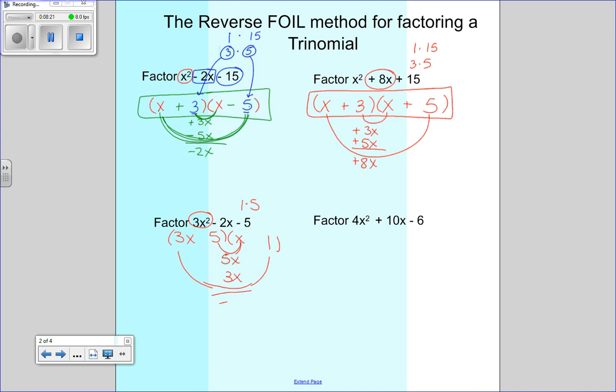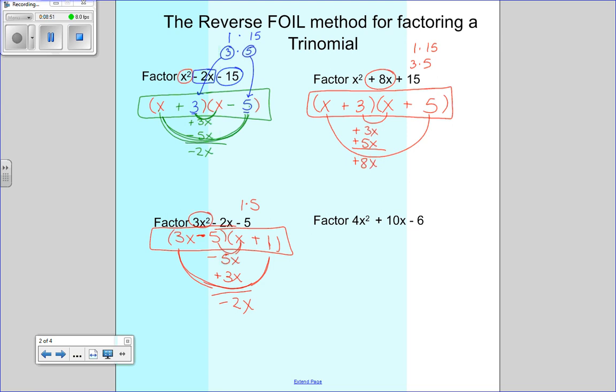Is there a way to put that together to get minus 2x? Yes. If you have a negative 5 plus 3 and you combine those, you're going to get a negative 2x. So the negative goes on the 5, and the plus goes back here on the 1, because the 1 times the 3 is what gave me that 3x. So that's why that plus is on the 1. 3x minus 5 times x plus 1 is the factorization of 3x squared minus 2x minus 5.